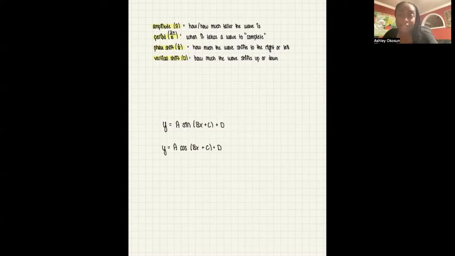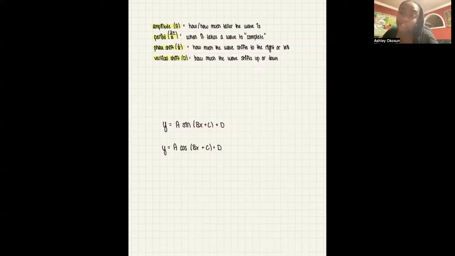Phase shift, again, is something you are not plucking directly out of the equation, but you use things in your equation to figure it out. The equation for that is c over b. So this would be your c, and this would be your b. I like to think of this as how much your wave shifts left or right from your parent function. So similar to a horizontal shift, but don't think of it as a rigid similarity.